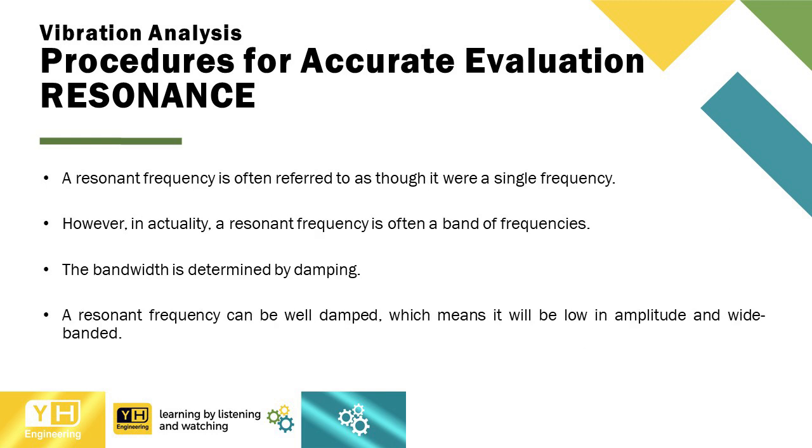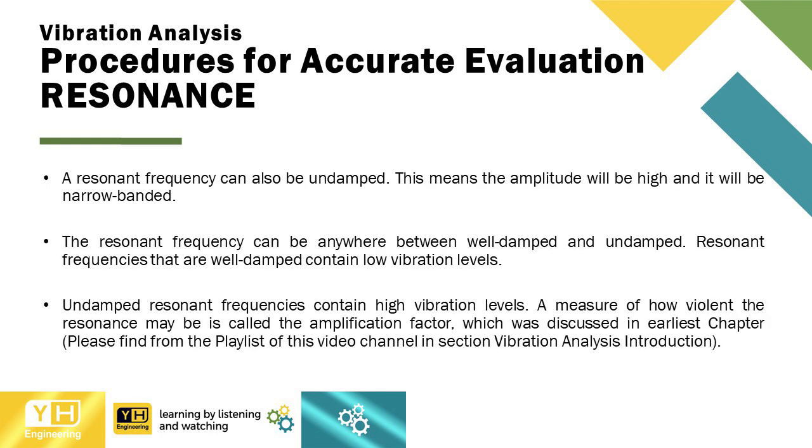A resonant frequency is often referred to as though it were a single frequency. However, in actuality, a resonant frequency is often a band of frequencies. The bandwidth is determined by damping. A resonant frequency can be well damped, which means it will be low in amplitude and wide-banded. A resonant frequency can also be undamped. This means the amplitude will be high and it will be narrow-banded. The resonant frequency can be anywhere between well-damped and undamped.